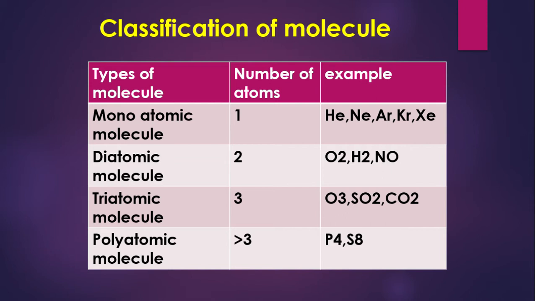Triatomic molecules contain three atoms. Ozone O3, sulfur dioxide SO2, carbon dioxide CO2. Polyatomic molecules have more than 3 atoms. Example, the phosphorus molecule contains 4 phosphorus atoms, P4. The sulfur molecule contains 8 sulfur atoms, S8.